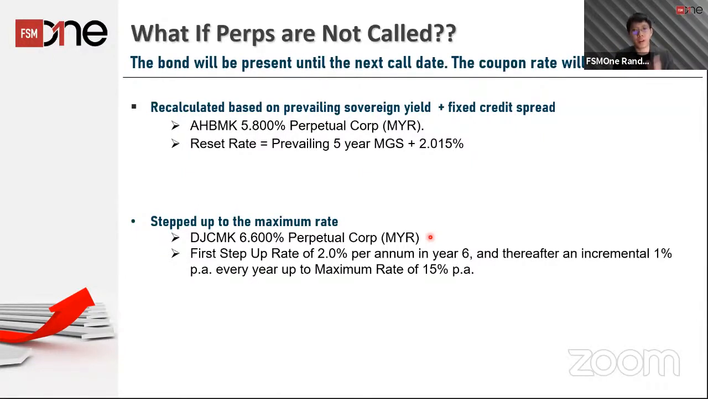Moving on, every year they will again have the option to redeem the bond. If they choose not to, there will be a 1% increment every year, up to a maximum of 15% per annum. I would say this is also a clause to encourage the issuer to redeem the bond, because it doesn't make sense for them to pay such a high interest cost.